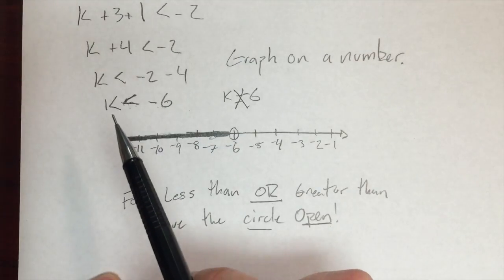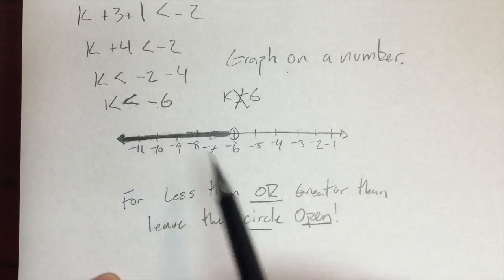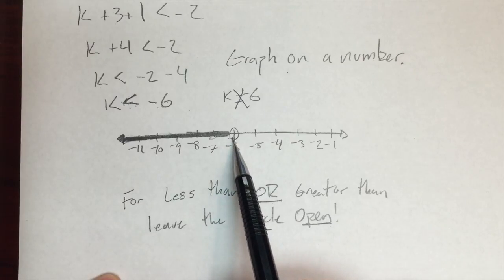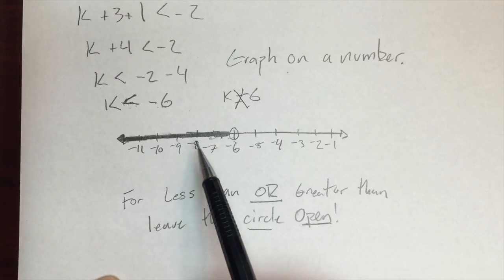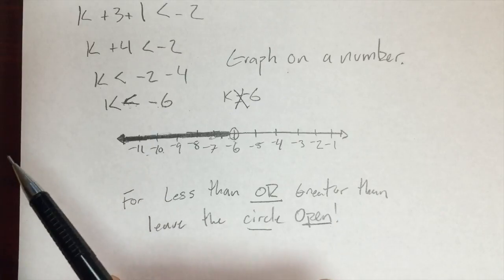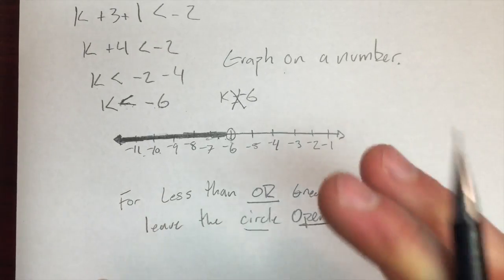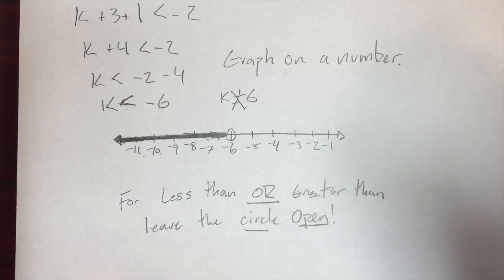So k is any number less than negative 6. Negative 6 is not part of the answer, but negative 6.5 is. This is where negative 6.5 is, negative 7, negative 8, negative 9, negative 10, and so on, down to negative infinity. It all works for this inequality.